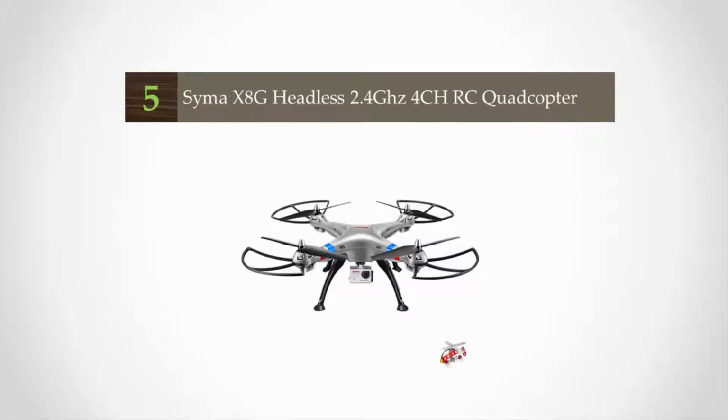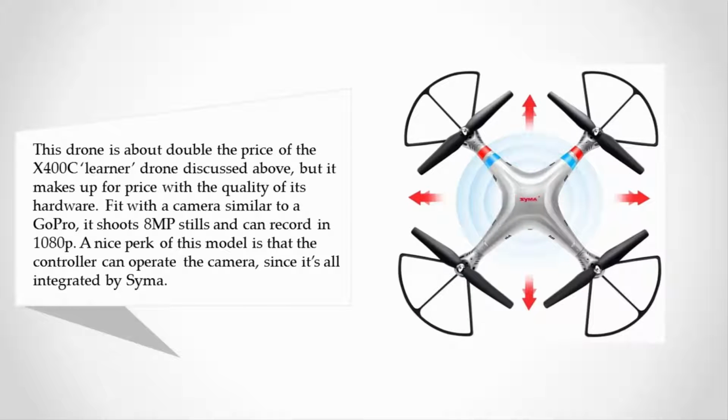This drone is about double the price of the X400C Learner drone discussed above, but it makes up for the price with the quality of its hardware. Fitted with a camera similar to a GoPro, it shoots 8MP stills and can record in 1080p. A nice perk of this model is that the controller can operate the camera, since it's all integrated by Syma.